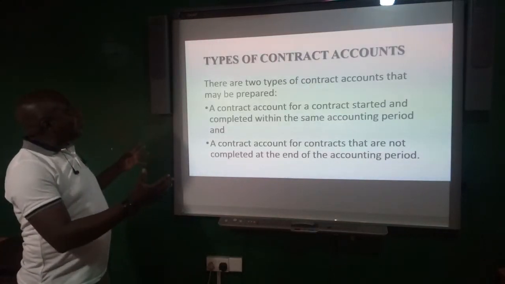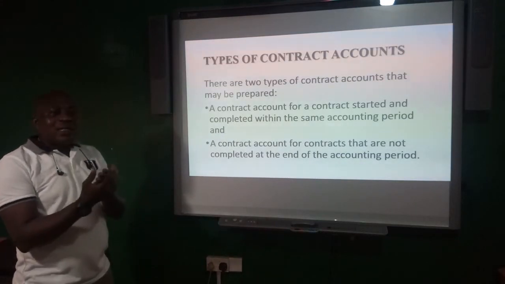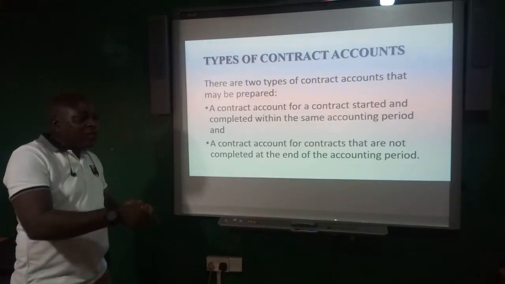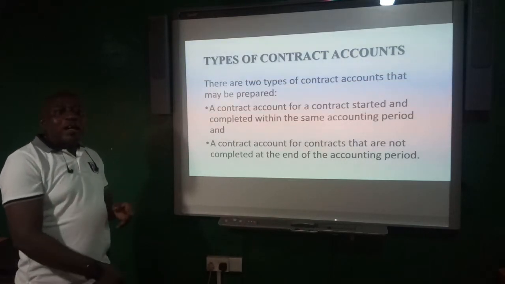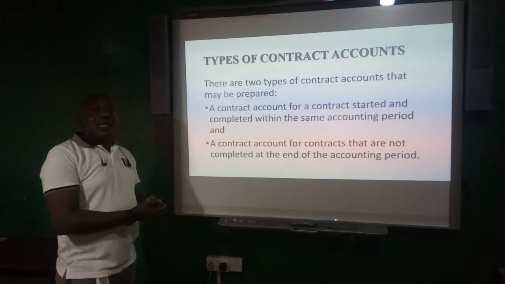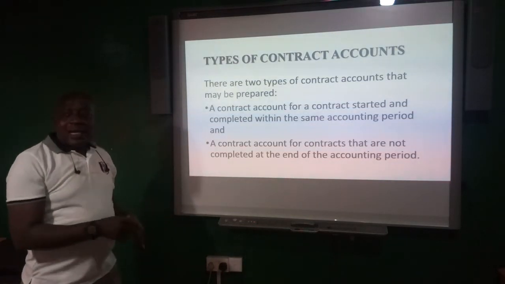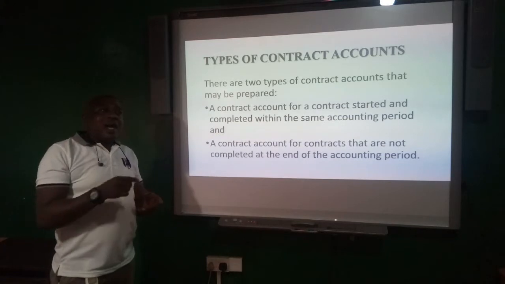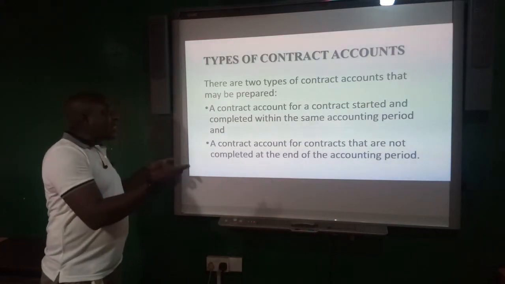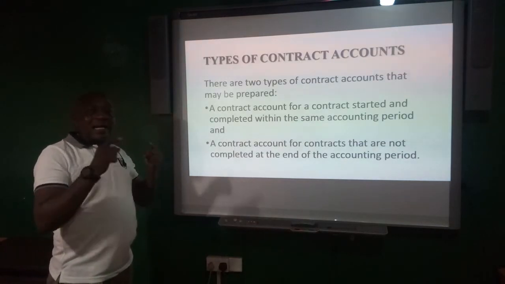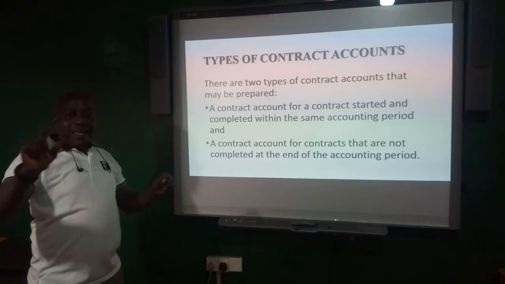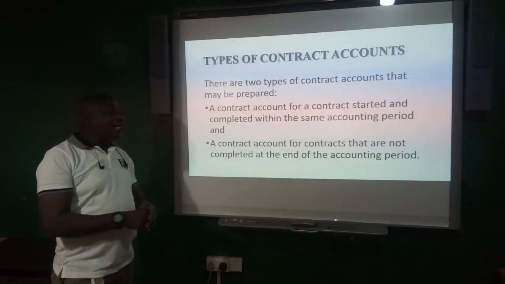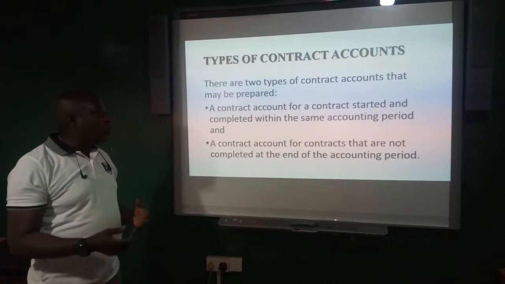Okay, so we are going to look at types of contract accounts. We have one type, which is an account that is prepared for contracts that are started and completed within the same accounting year. Look at the building that the current government, Nana Akufo-Addo and his government, have put up around the Atamosi area. They started it in around February and they finished it around September. So that is a contract that is started and completed within one accounting period. If I say accounting period, normally it is 1 year, 12 months. So if you start a contract and complete it within 12 months, then it is started and completed within the same accounting period.